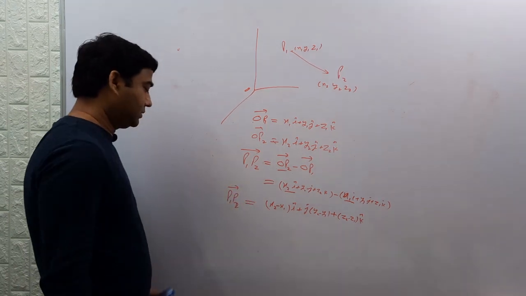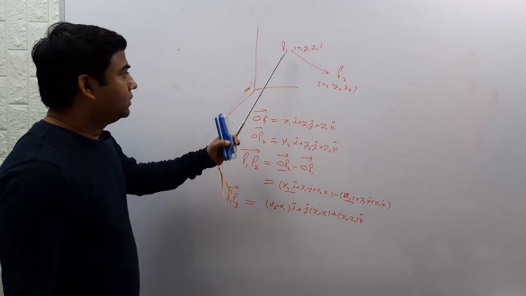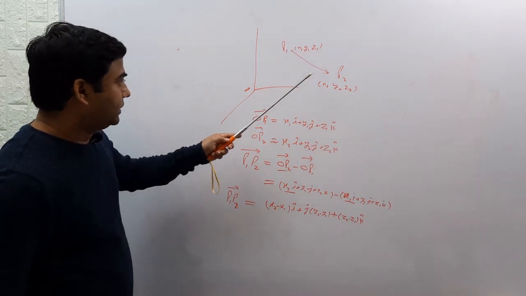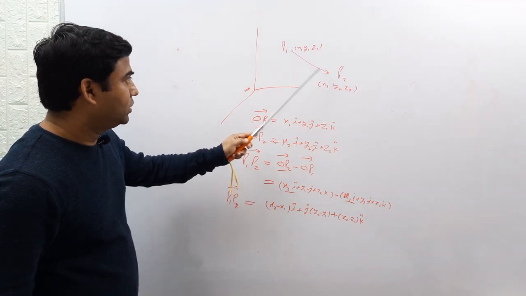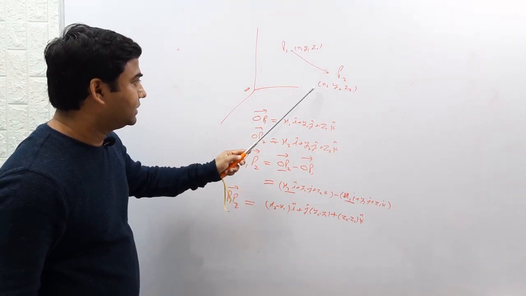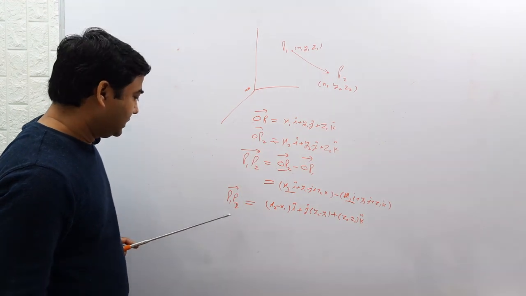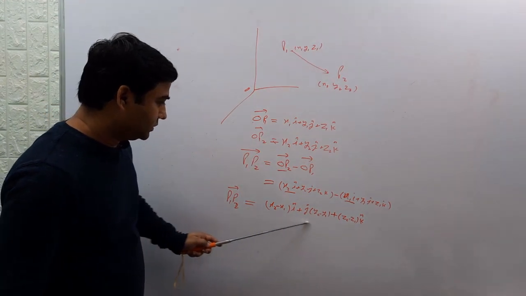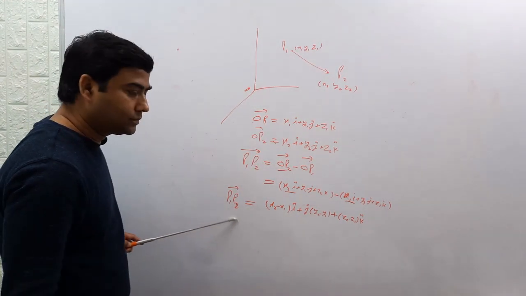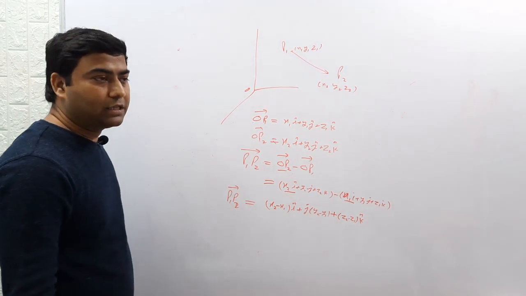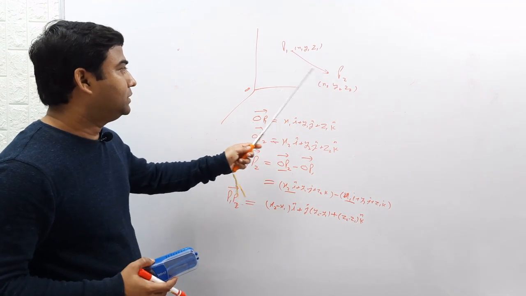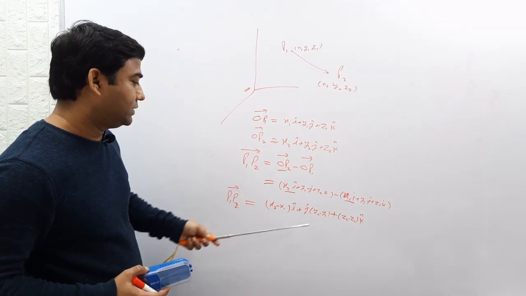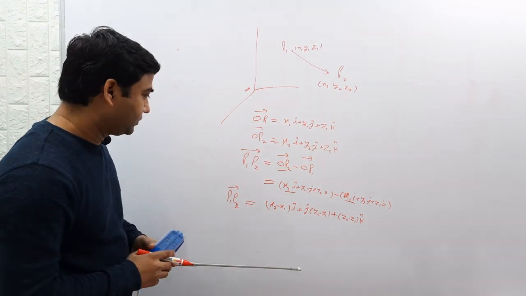This is vector P1P2. So we can say the vector joining two points P1 and P2, having coordinates x1, y1, z1 and x2, y2, z2, is given by this equation. This is the expression to find the vector joining two points P1 and P2.